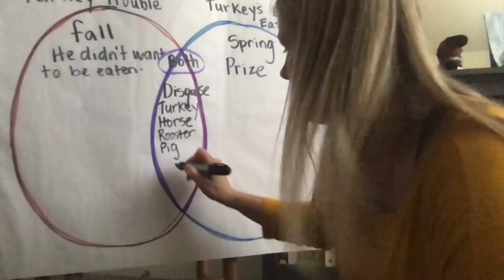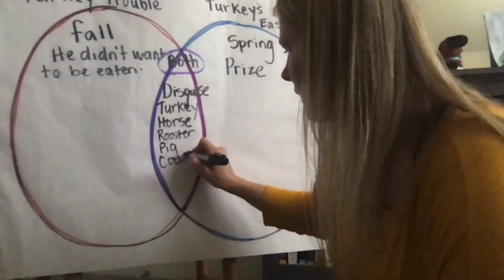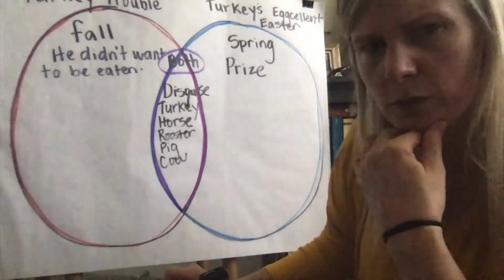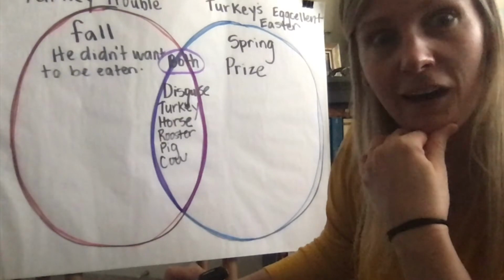A cow? Were there any of the other ones that were the same? Let's think. Farmer Jake.